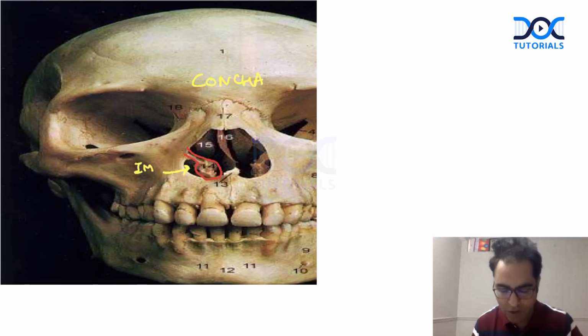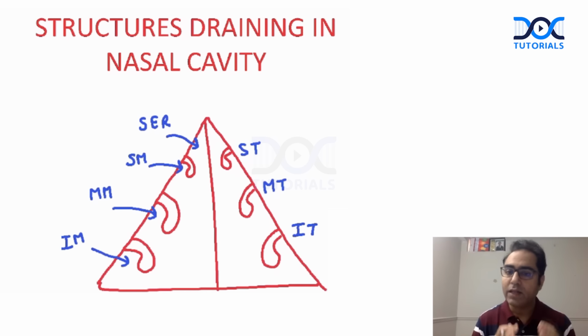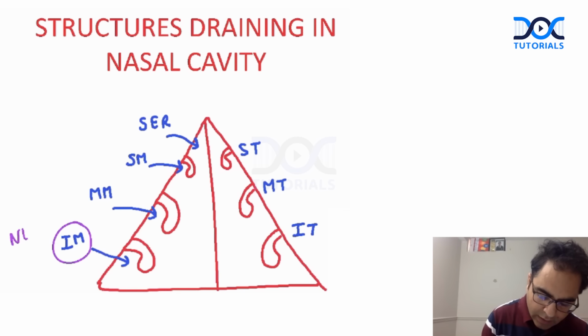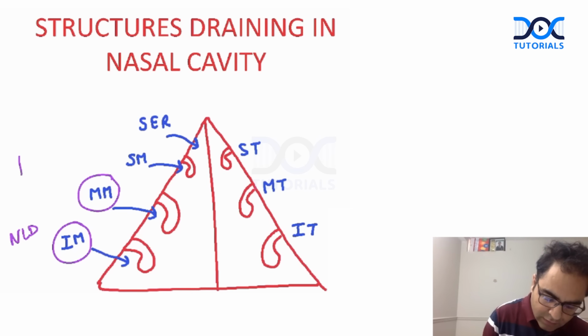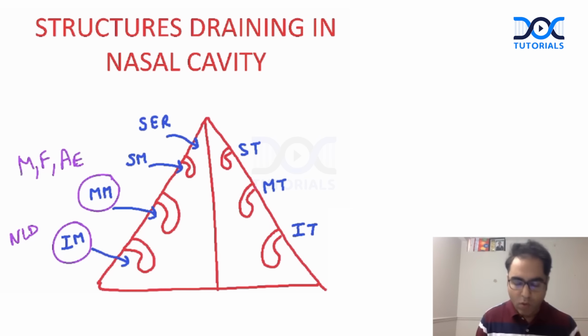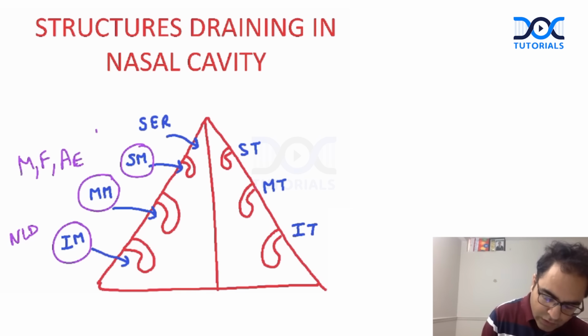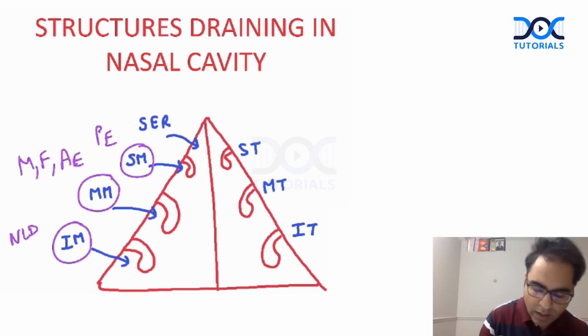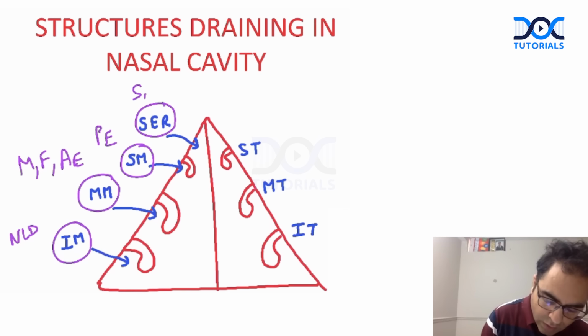Now guys, let us discuss the various structures which drain into the nasal cavity at different areas. First of all, what drains into the inferior meatus? The nasolacrimal duct drains into the inferior meatus. Into the middle meatus, what drains? Maxillary sinus, frontal sinus, and anterior ethmoid air cells. What drains into the superior meatus? The posterior ethmoid air cells. And what drains into the sphenoethmoidal recess area? The answer is sphenoid sinus.